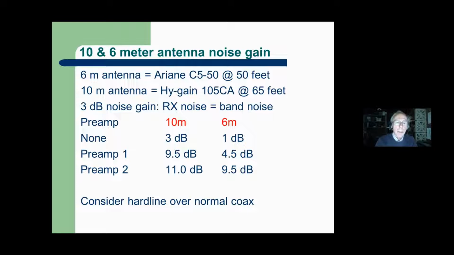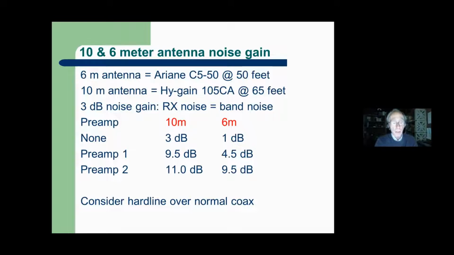So I'm on 10 meters with a 5-element Yagi at 65 feet. And with no preamp on this radio, which happened to be a Pro 3, if I switch between the dummy load and the antenna, it only went up 3 dB as measured on my RMS voltmeter. Well, that means that half the noise is coming from the radio and half the noise is band noise. Well, that's not what we want. We'd really like the radio to be insignificant from a standpoint of noise.